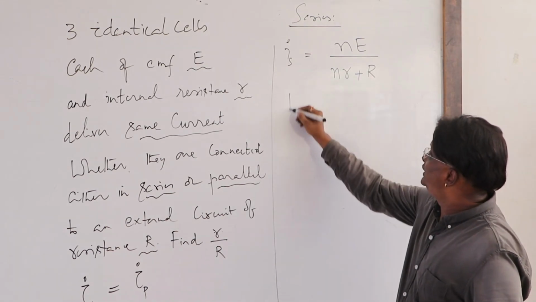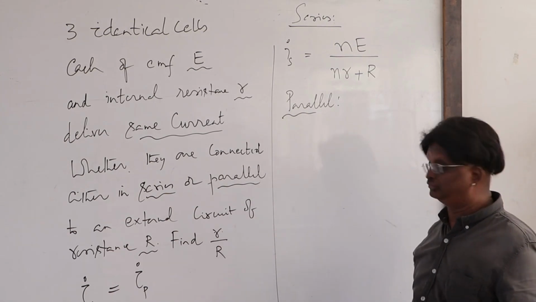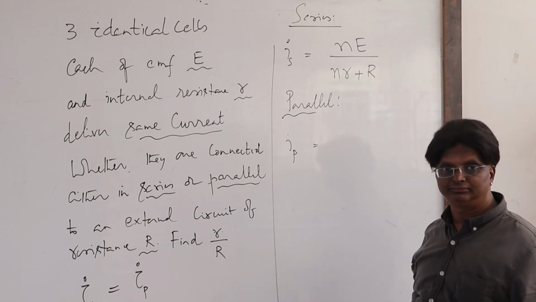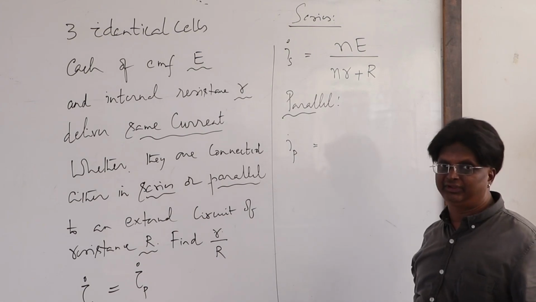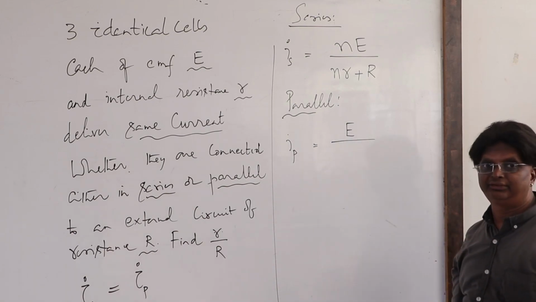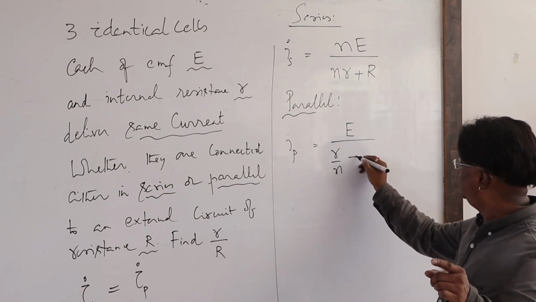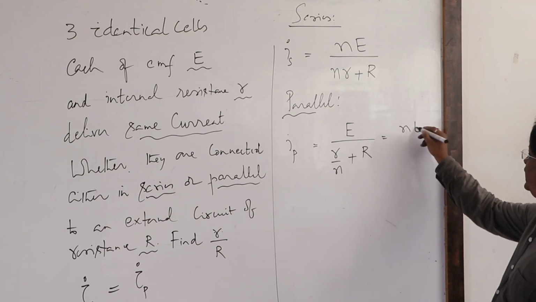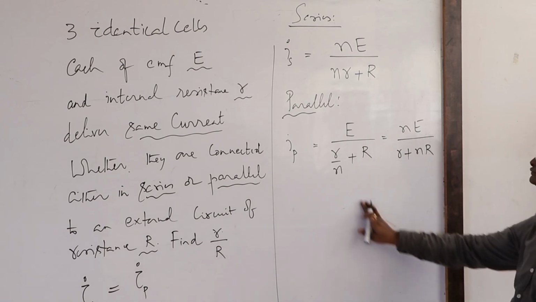Next, let us write it for the case of parallel combination of cells for the same external circuit. Then I_P. We know that for parallel combination of identical cells, there is no change in EMF. The combination will have the same EMF as that of a single cell. Therefore, it is equal to E. And now what about the resistance? Each small r, n such in parallel. Therefore, it is r by n. And of course, the resistance of the external circuit. Simplification, I will write it as nE by small r plus nR.